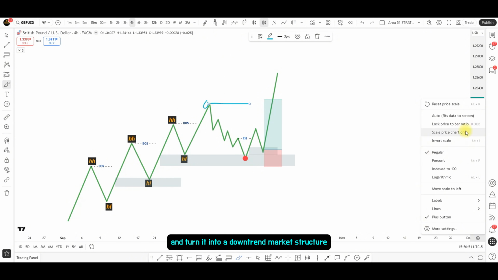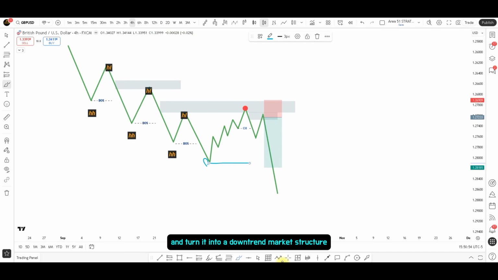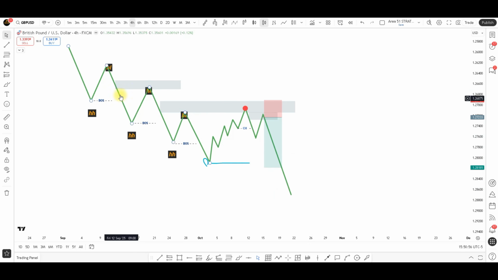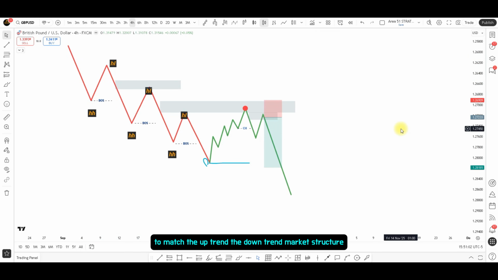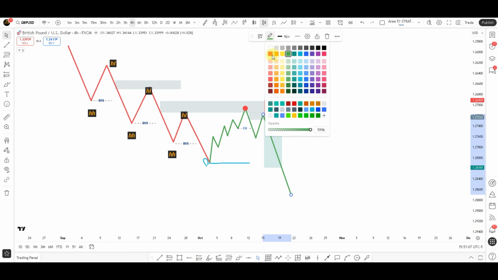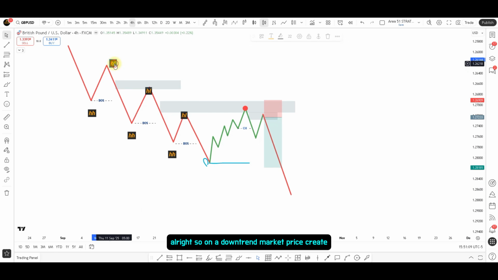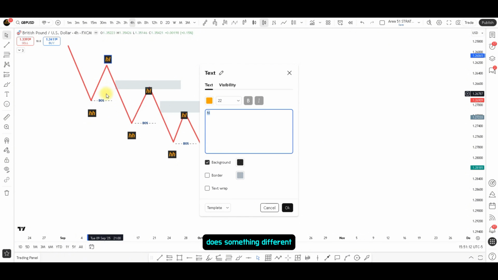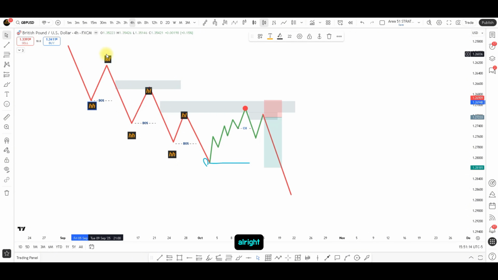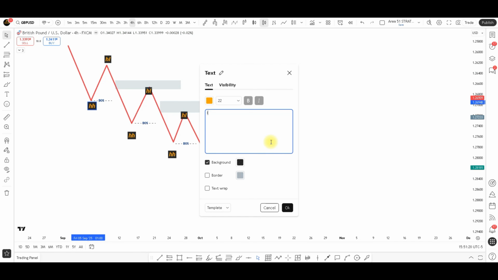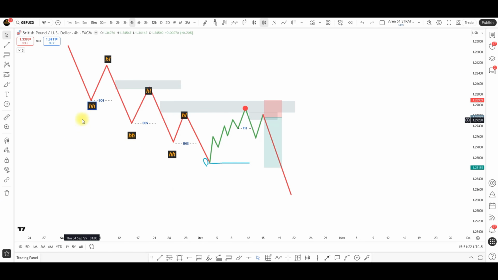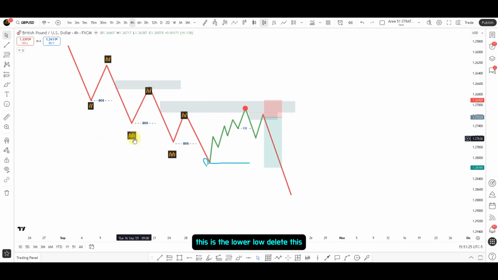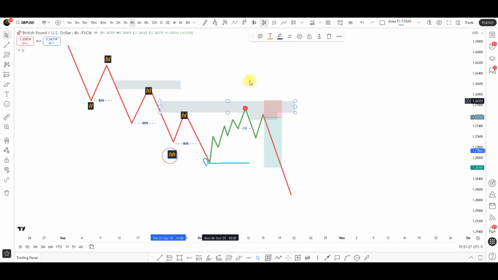Let me reverse this and turn it into a downtrend market structure. Let's change the color here to red to match the downtrend market structure. All right, so in a downtrend market, price does something different. This is what we call a lower low.